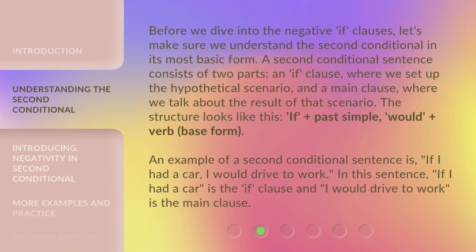Before we dive into the negative "if" clauses, let's make sure we understand the second conditional in its most basic form. A second conditional sentence consists of two parts: an if clause, where we set up the hypothetical scenario, and a main clause, where we talk about the result of that scenario. The structure looks like this: if plus past simple, would plus verb, base form. An example of a second conditional sentence is, "If I had a car, I would drive to work." In this sentence, "if I had a car" is the if clause and "I would drive to work" is the main clause.